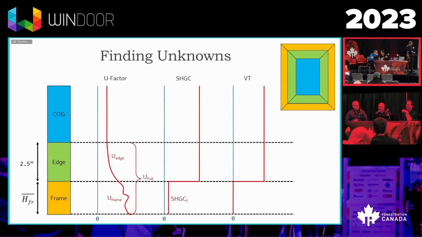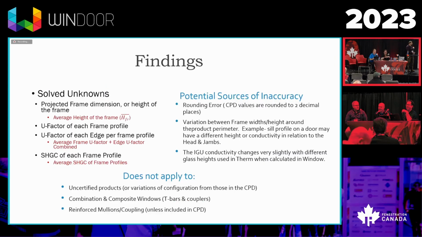And because we now know that frame height, the average frame height, it actually allows us to back calculate, because we have that known, what the total of the U factor and edge will be. And because this is a known, and now this is a known, we essentially can scale it from then on. And as well, because we know the average frame height, we essentially solve this component because this is already a known.